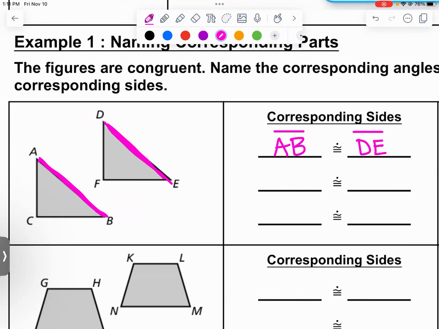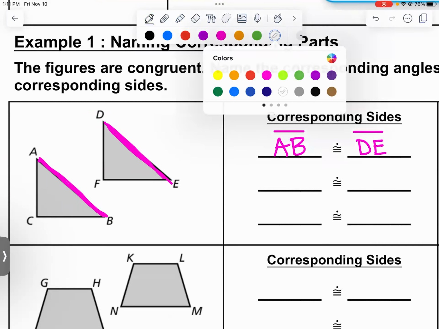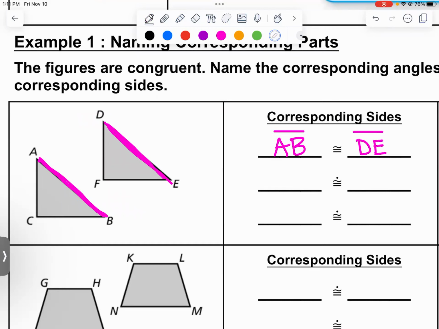I don't know. We don't need the dot. I'm serious. Why? What does the dot mean? Nothing. It means nothing. Hey.